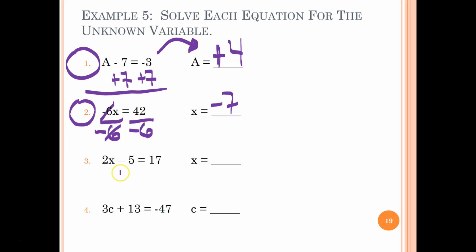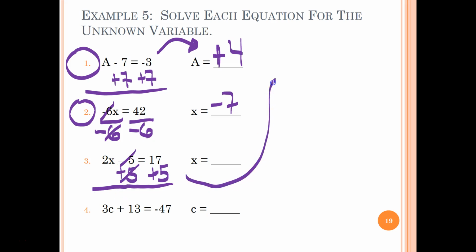Next one, if you notice here, we've got a situation where we have variable terms and a constant term on the left, and we have a constant on the right. So let's bring those constant terms over to the right-hand side of the equation, since our 5 is subtracted. We'll add that 5 to both sides. And notice this is going to leave us with, and I'm just going to push this right over here to give a little more space, 2x, we lost that negative 5 by adding it, is equal to 17 plus 5, which is 22.